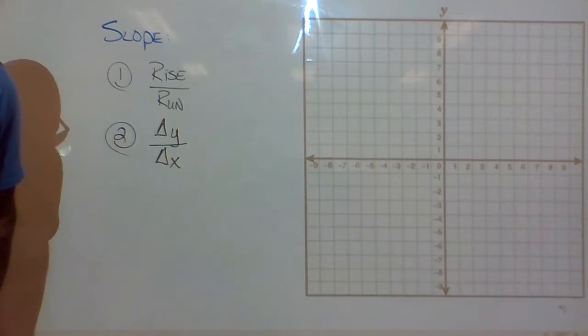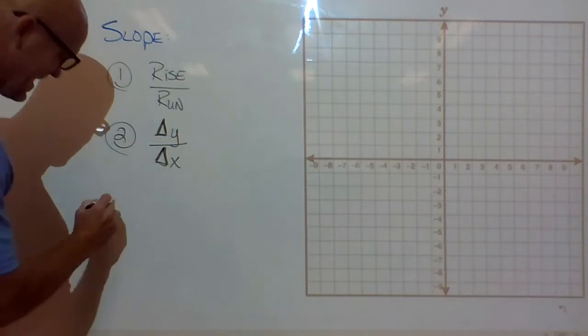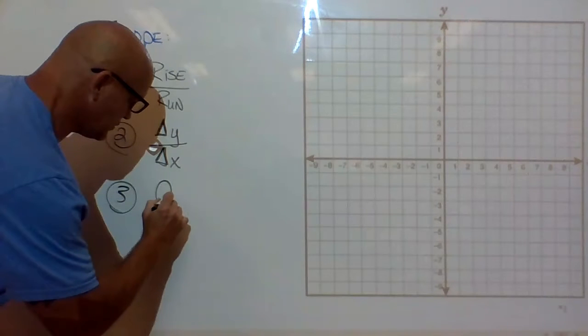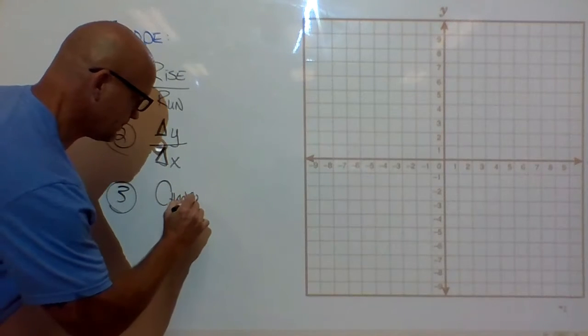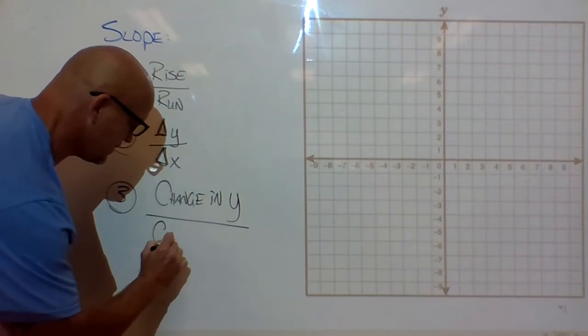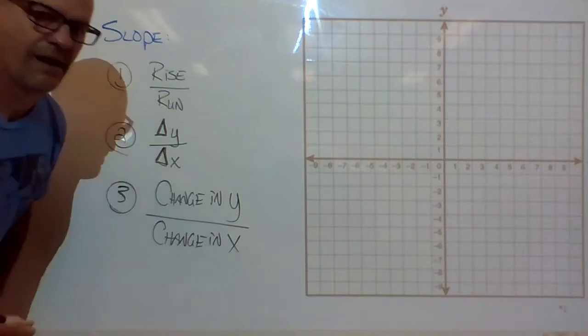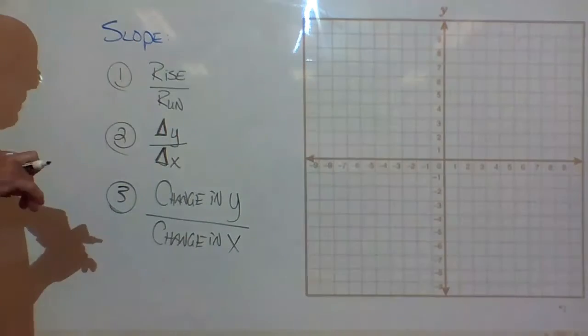If you have not seen that before, this delta is a mathematical way to say change in y over change in x. Now, all of this works together, and works together this way.